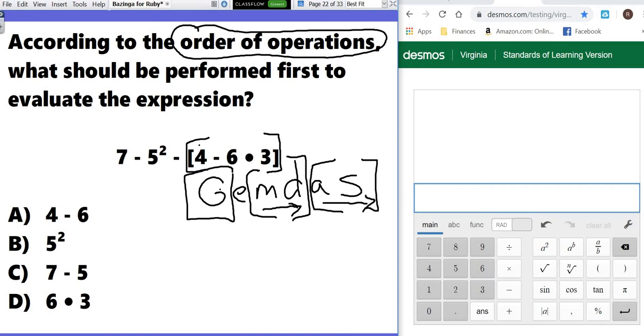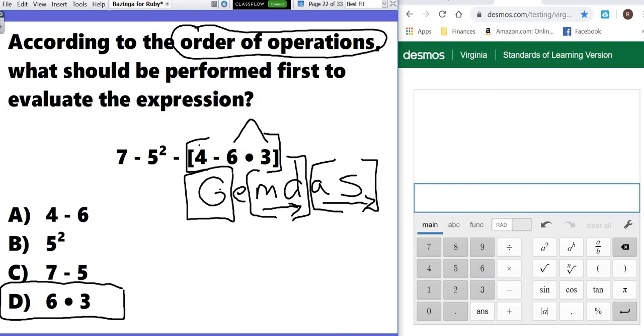But once you're inside the brackets, you have to look at GEMDAS again. So inside the brackets, there are no exponents. There is multiplication though. So you would do it left to right. That means your 6 times your 3 would have to be the first thing you did. Now I know that can be confusing, but just think about it this way.